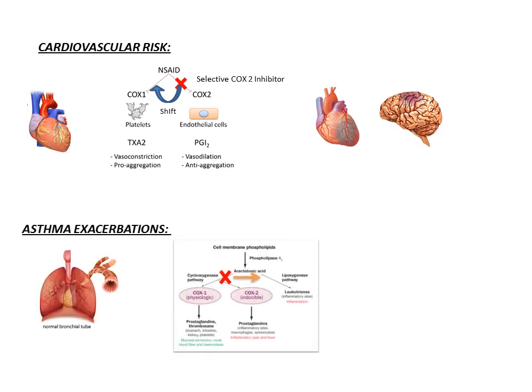NSAIDs should be used with caution in patients with asthma, as inhibition of cyclooxygenase pathway can cause a shift toward lipoxygenase pathway and increase leukotriene production. Leukotrienes cause airway smooth muscle constriction and the production of excess mucus and fluid, and, therefore, increase the risk of exacerbations of asthma.